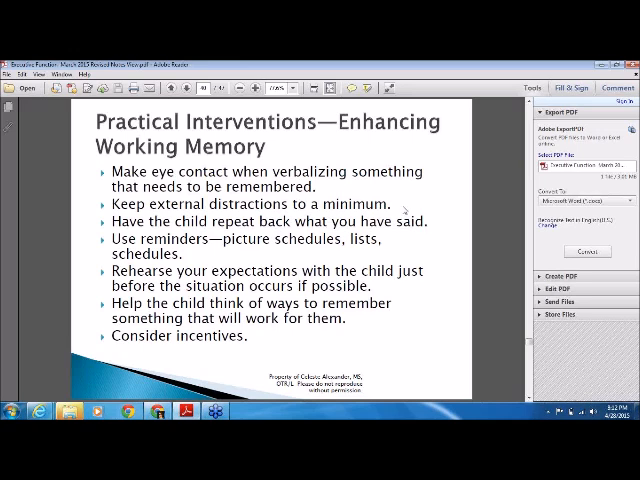Help the child think of ways to remember something that will work for them. And again, I'm sharing a personal experience. My little boy is learning some amazing things. They are using what they call icons, and they're physical little things.